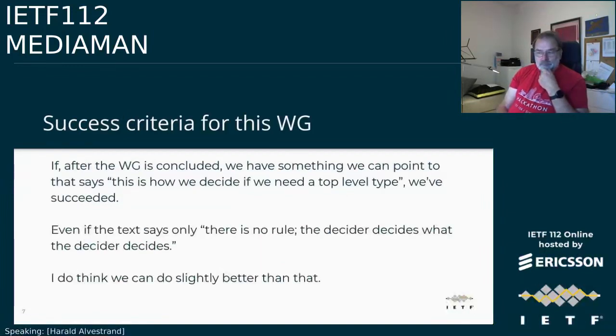So if you look at the charter for this working group, my personal opinion is that one of the success criteria for a working group is that it ends. And so when this working group is concluded, if we have something that we can point to, saying this is how we decide if we need a top-level type, that's success. And if what we point to is a document saying the decider decides, that's okay too. But I do think that we can do slightly better. So with that, I'll just open the floor, open the queue, and see who wants to comment on criteria for top-level types.